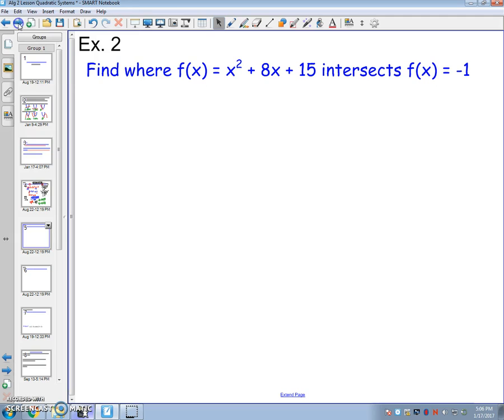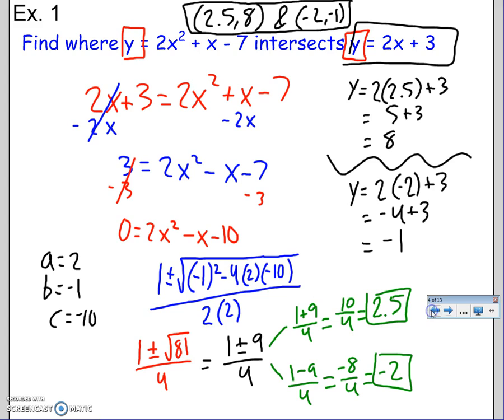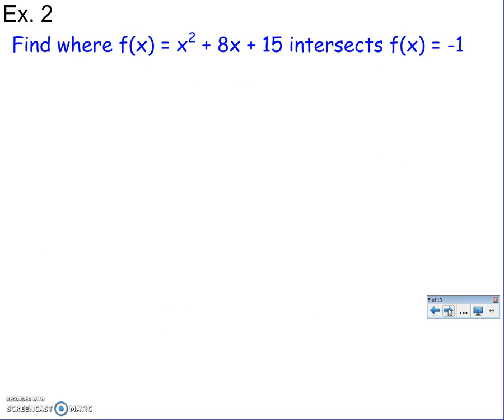Alright, here's the next one. Find where these intersect. Now instead of having y equals, it says f of x equals. But it's the same idea. I'm just going to replace this f of x with this other f of x. So I have -1 equals x squared plus 8x plus 15.